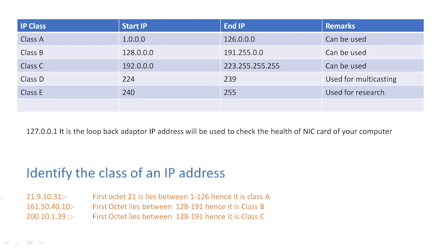I was talking about the classes of the IP address. See here, we have 5 classes in the IP address: class A, class B, class C, class D, and class E. Any IP address that starts between 1 and 126, we call that a class A IP address. And the second one is if the IP addresses start from 128 to 191.